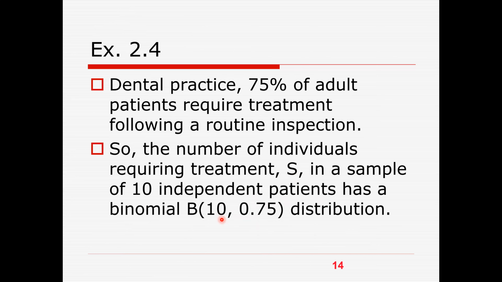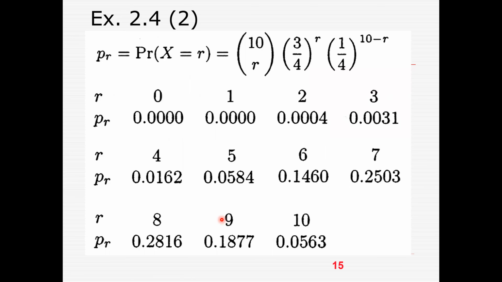So again, the number of people who require the treatment, we use R to denote it, and R can be any integer between 0 and 10, right? But the probability varies. Using the binomial PDF, we can get the probability of all the R values here. And this is not symmetric, right?